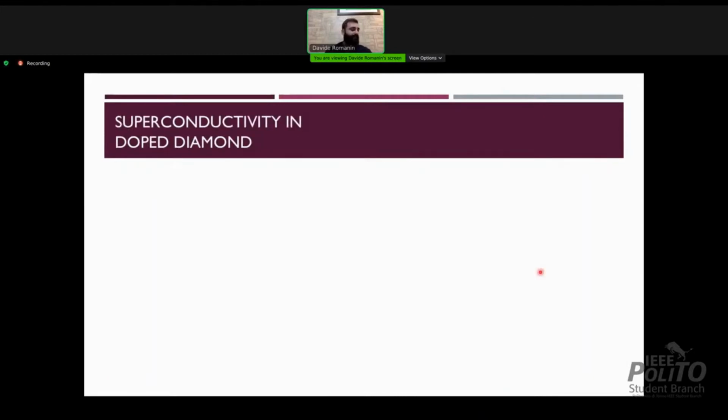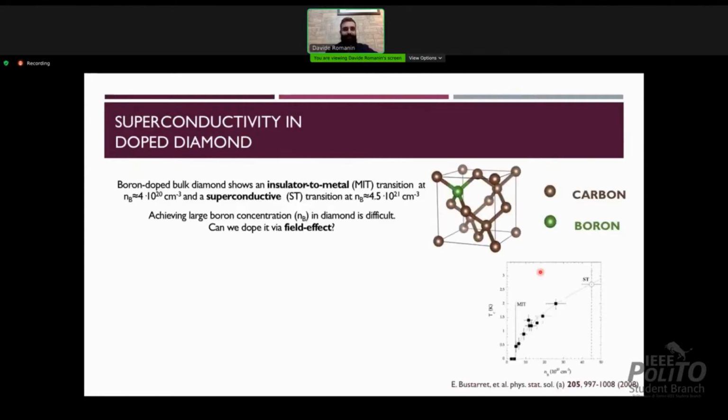Now, as a first example, I would like to discuss diamond. Now, why diamond? Because in 2004, it was shown that if we dope the bulk diamond with boron, then we can achieve first an insulator-to-metal phase transition, and then a superconductive phase transition with a critical temperature of around 4 Kelvin.